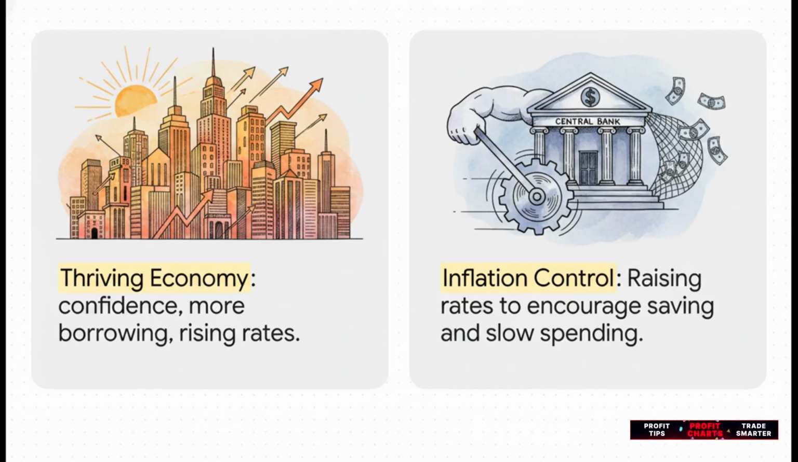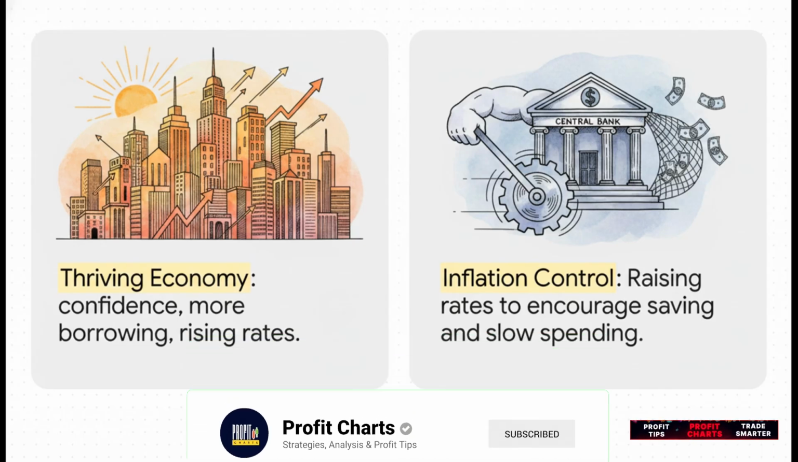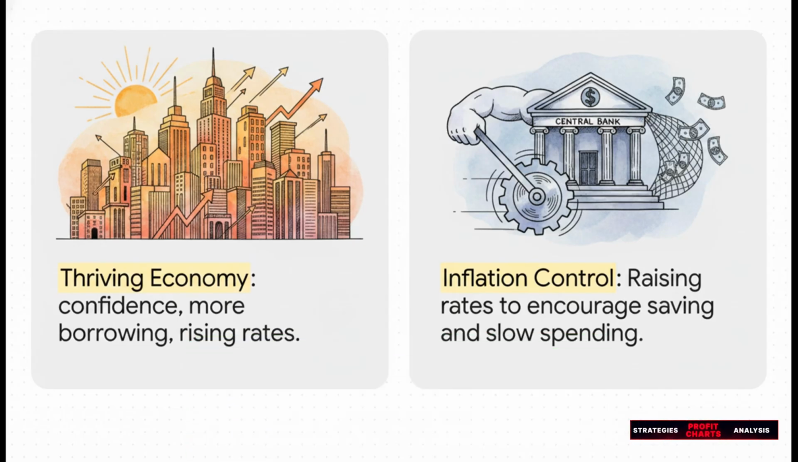If prices are just skyrocketing too fast, central banks will raise rates to hit the brakes. They want to encourage people to save their money rather than spend it. Now, here is what is absolutely crucial for your trading psychology. Markets are forward-looking. Institutional algorithms are constantly trying to price in these rate hikes long before the actual central bank even makes an announcement. And that anticipation is exactly why we so often see highly erratic candlestick behavior and messy consolidation zones leading right up to a big news release.